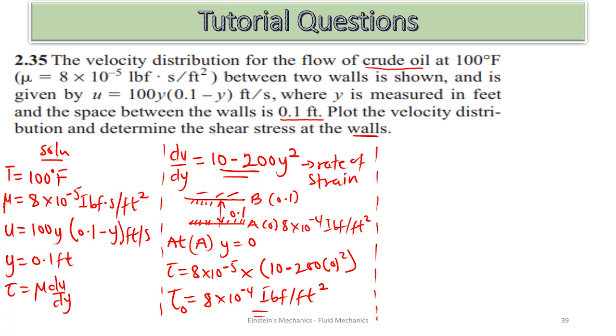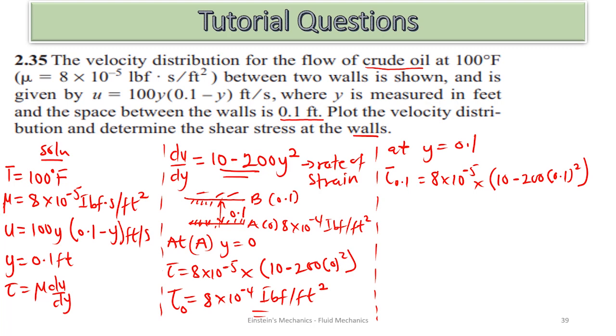So let's see the stress, the shear stress at a distance 0.1, the upper wall. This represents the shear at the stationary part, the lower wall. So at y equals 0.1, what is the shear stress over there? So can I say shear at 0.1 is equal to the same formula, the same oil, so the same viscosity, which is 8 to the power negative 5 multiplying the strain. Here it is 10 minus 200, and this y is now 0.1 squared.